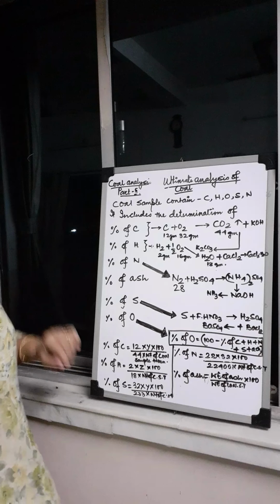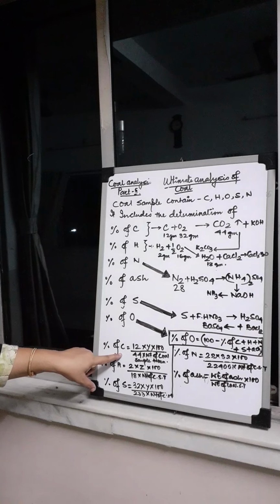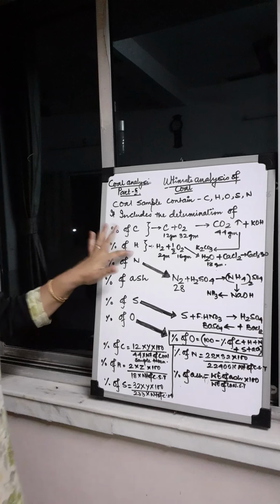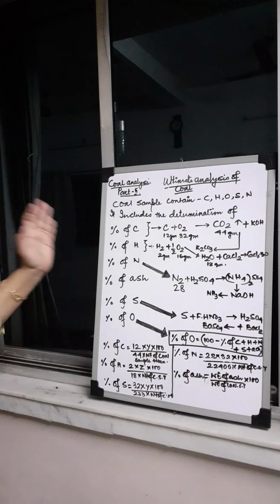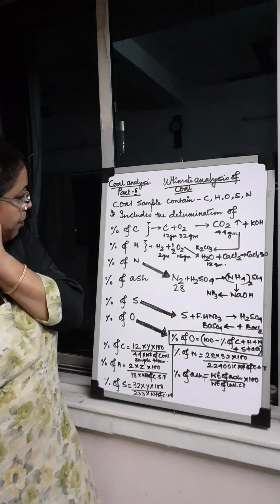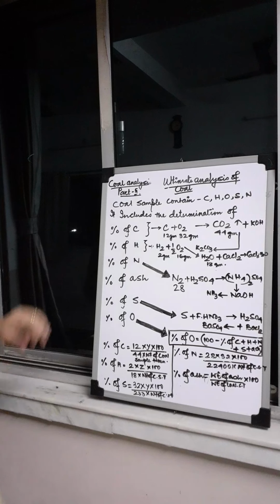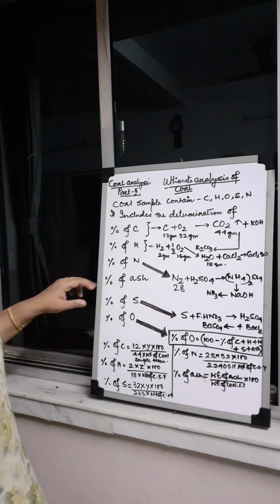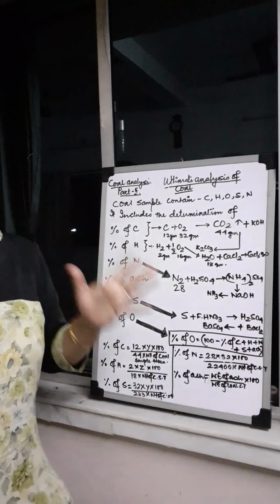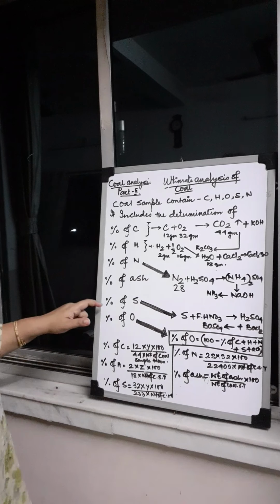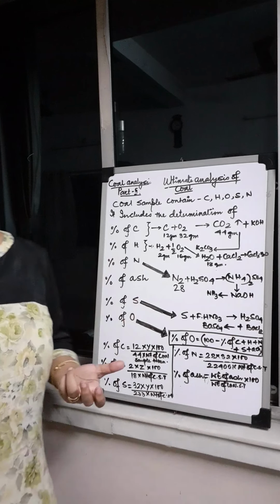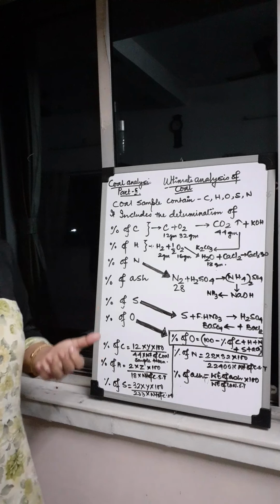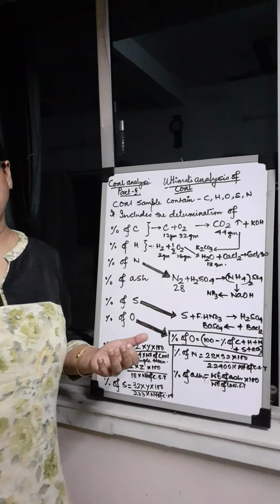Now, if the percentage of carbon is very high in a coal sample, then it is a good quality coal. If the percentage of hydrogen is very high, then it is also a good quality coal. If the percentage of nitrogen is very high, it is not a good quality. If the percentage of ash content is very high, it is bad quality coal. If the percentage of oxygen is very high, then it is a good quality coal, because you know that oxygen has an important role in combustion.